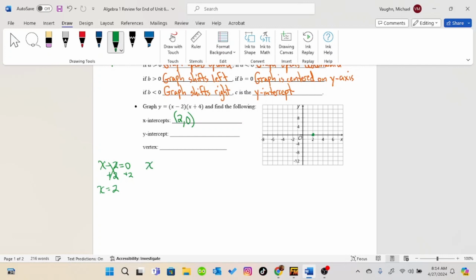Then we set x plus 4 equal to 0. We subtract 4 from both sides, and x equals negative 4. That means we have another intercept at negative 4, 0. And we can plot that point. Next, we need the y-intercept. A y-intercept has an x value of 0. So we substitute 0 in for x.